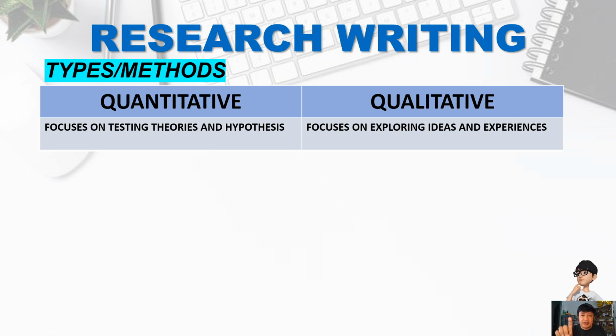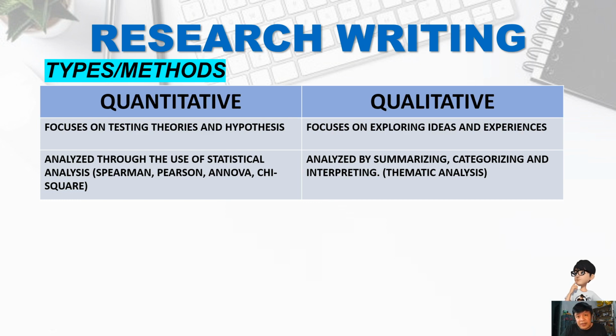Okay, so under qualitative, this focuses on exploring ideas and experiences. So usually you're going to see research titles under qualitative that start with lived experiences of students under the new normal of learning. That's a phenomenological research that falls under qualitative research. Okay? And then another characteristic is that quantitative is analyzed through the use of statistical analysis. So these are examples of the statistical formulas that are usually used for quantitative research. And then on the other side, qualitative is analyzed by summarizing, categorizing, and interpreting the data. Some of these methods is the thematic analysis.